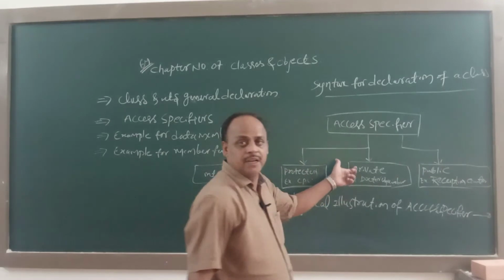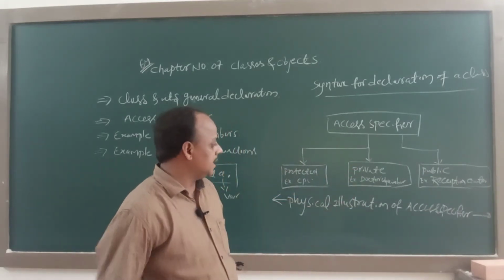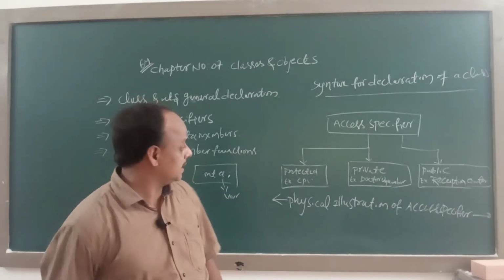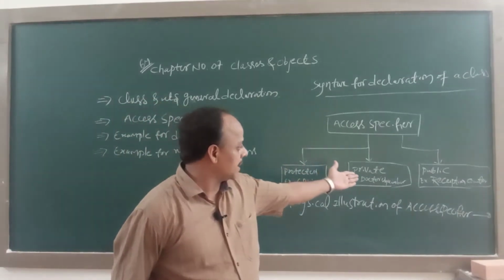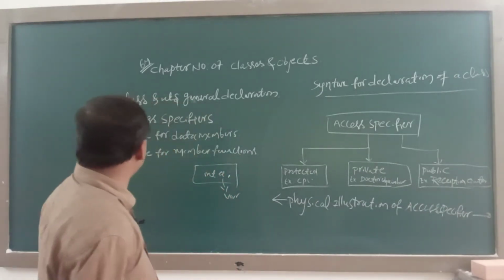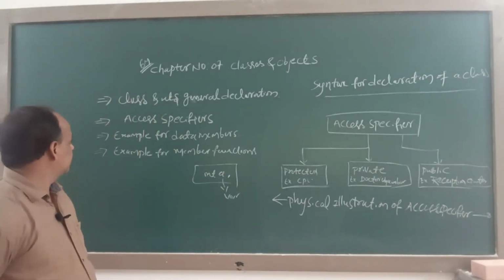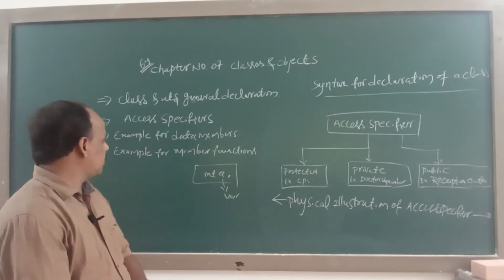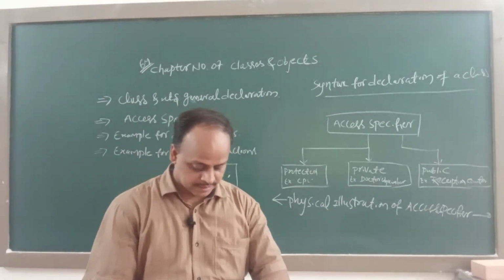This diagram illustrates the physical illustration of access specifiers, that is protected, private, public. Okay, now let us see the next topic, that is examples for data members and examples for member functions.